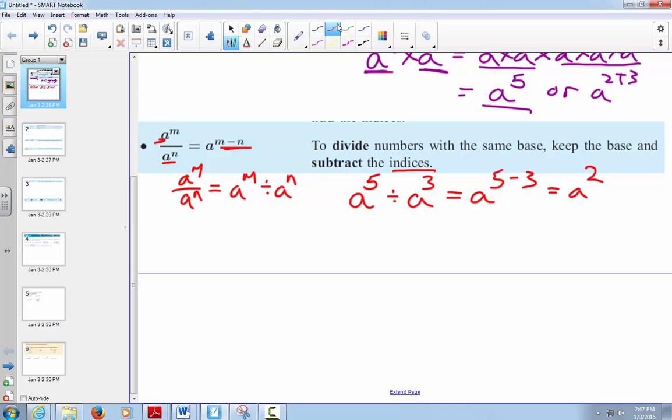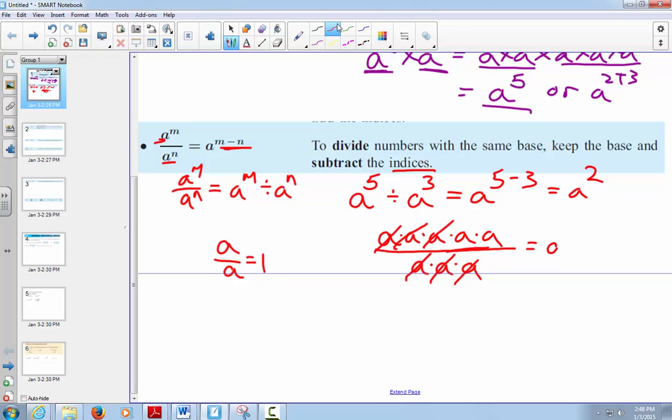Or some people like to see this: a times a times a times a times a, which is a to the power of 5, divided by a to the power of 3. We all know that a divided by a is equal to 1, so I can do what's called cancel. A cancels with a, because that's just 1. A cancels with a. A cancels with a. It leaves me with a squared on top. All works the same. Now, as we're quickly going through these, our next law.